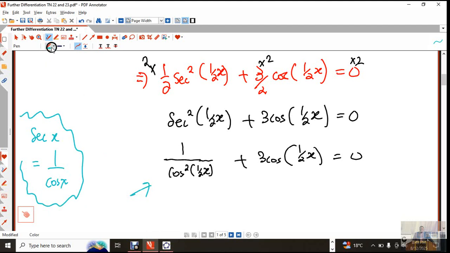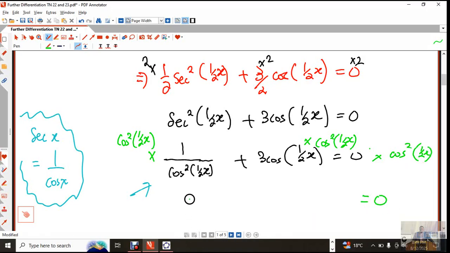Now I want to get rid of that fraction, so effectively I will multiply both sides by cos square of a half of x. So I'll multiply this one over here also by cos square of a half of x. Effectively, I also multiply the 0 by the same thing, and I'm just going to remain with an answer of 0 on this side. This will be 1 plus 3 cos cubed of half of x. All right.